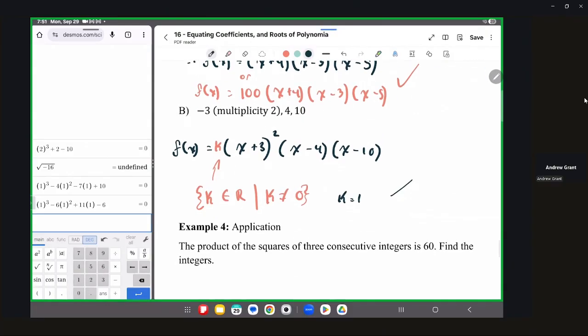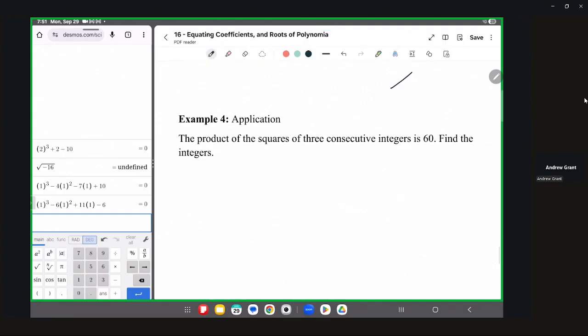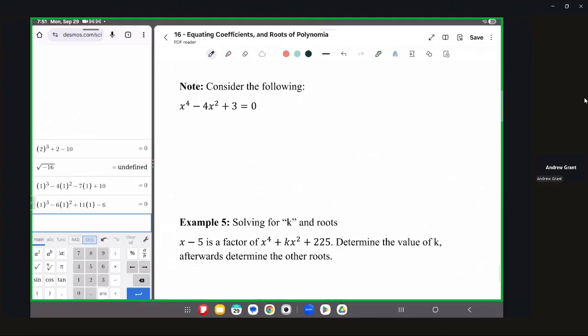Okay. So let us continue on. Small application question. The product of 3 consecutive integers is 60. Find the integers. Ooh. Don't think we quite have time for this one. So we're going to leave that one for now, and we'll come back to it if we have time.